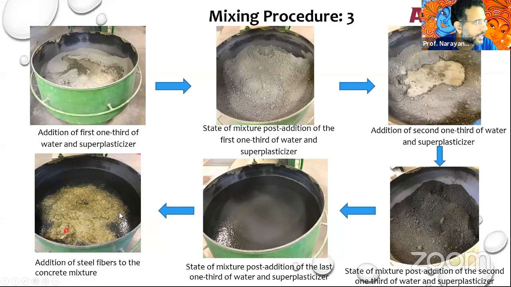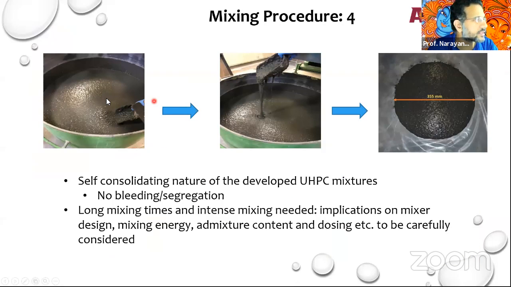And finally, you add the fibers, steel fibers to the mix. And then this is how it is. A really nice mixture, doesn't segregate, doesn't bleed, very high flow. And remember, this is a 0.16 to 0.18 water cement ratio mixture and see how nicely it flows. And this has about 3% by volume of fibers, steel fibers, lots of steel fibers in this mix.